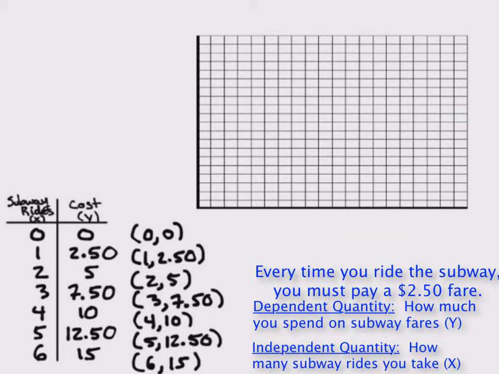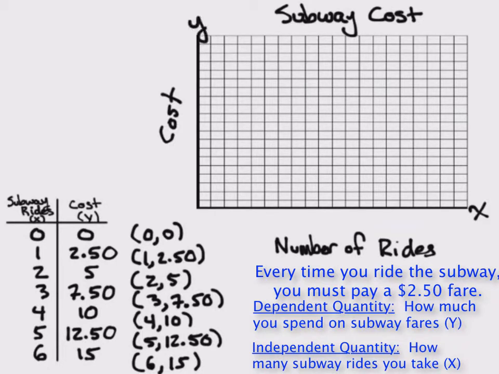Alright, so here's our graph. Before we go ahead and draw these ordered pairs, let's quickly give it a title. Let's label the axes. And let's create a scale. On our horizontal axis, let's start at 0 and make every 2 notches 1 subway ride. On our vertical axis, let's start at 0 and make every 2 notches $2.50. Alright, now that we've got our scale all set, let's go ahead and plot these points on our graph.